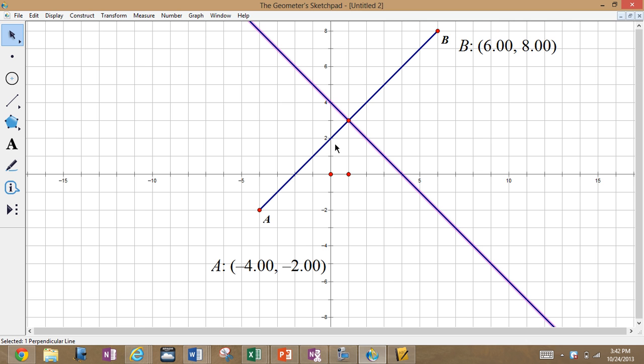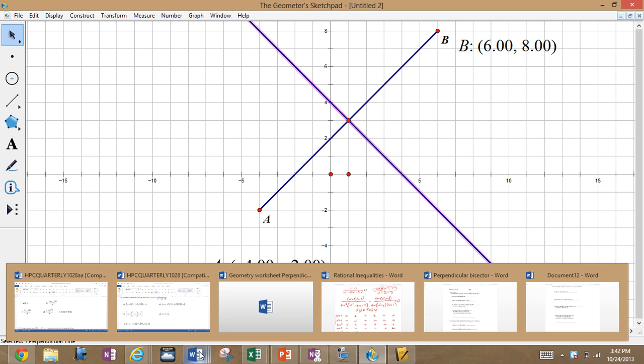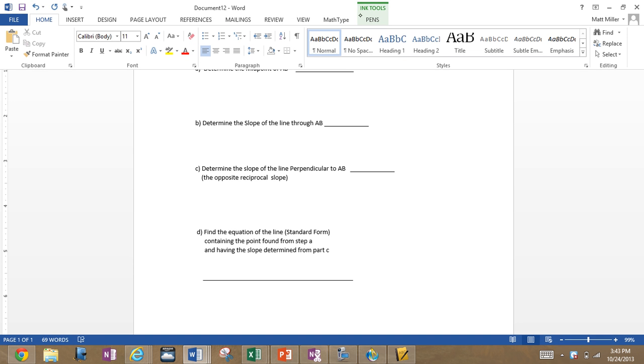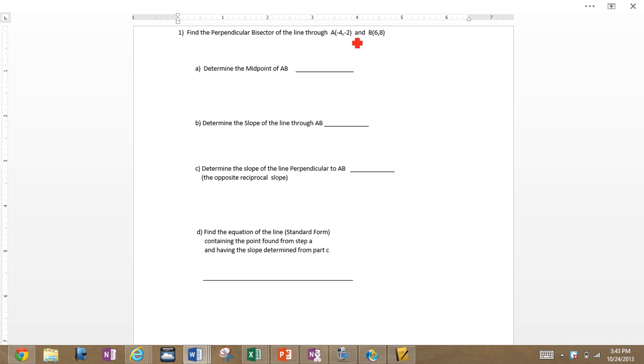Once we have the midpoint of AB and the slope of AB and its negative reciprocal, we will then find the equation of the perpendicular bisector. So we're going to run through this. This is telling us step by step what we have to do. So let's begin with that. Let me get my pen up here running. All right, so I guide you through.